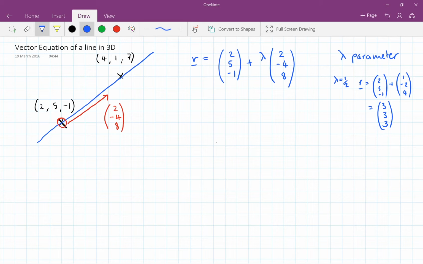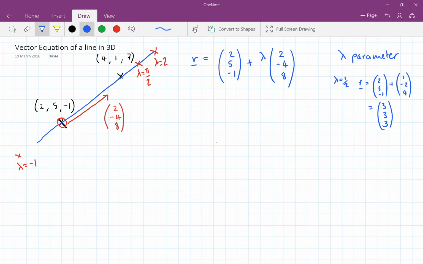So any lambda will give us somewhere on this line. If we made lambda equal to 2, it would get us here. If we made lambda equal to -1, it would get us somewhere here. If we make lambda equal to pi over 2, it will be somewhere in here. So any value of lambda will give us somewhere on the line. Now, that's fine, and that's almost identical to the 2-dimensional one.